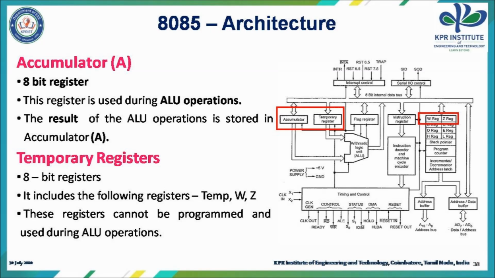Then temporary registers. These temporary registers are also 8-bit registers and there are 3 temporary registers in 8085 microprocessor. One is temp, which is kept near accumulator, and 2 8-bit registers W and Z, they are kept near BC register pairs. These registers cannot be programmed by the programmer and they are used only during ALU operations.